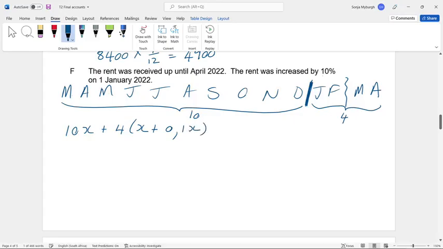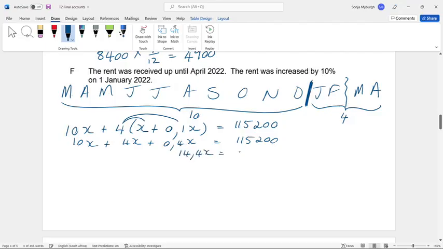10% is 0.1 of the original, 0.1x, and that gave us the 115,200 on the pre-adjustment trial balance. Now when we solve x, we know we must multiply that 4 into the brackets, plus 4x plus 0.4x. Now they're all x's, so we can add 10 plus 4 plus 0.4, 14.4x, equals 115,200. So x will be 8,000.